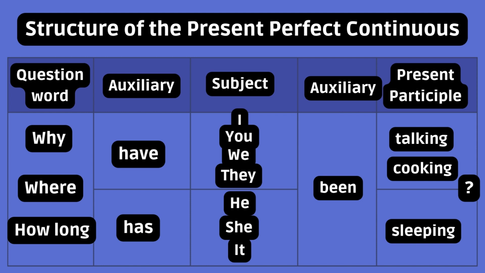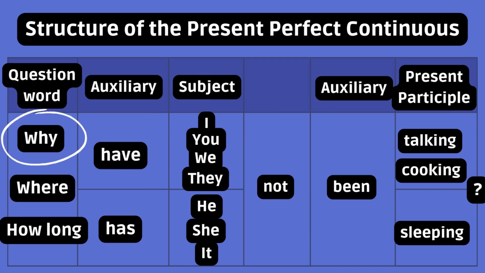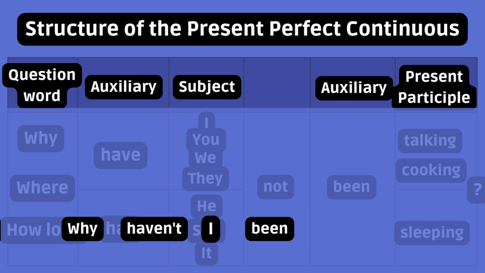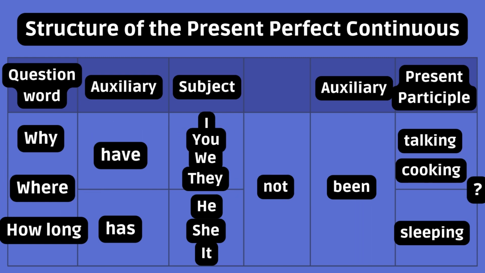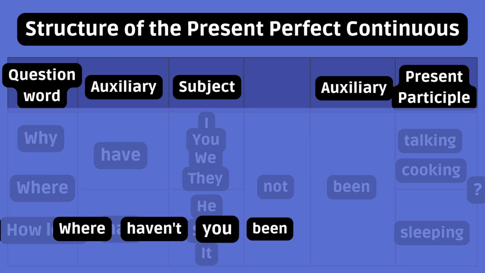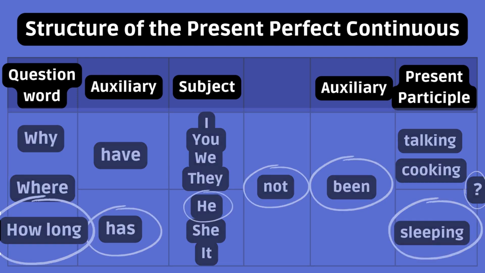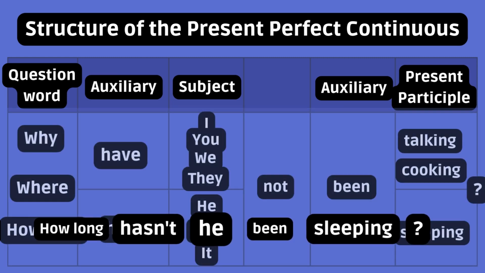Lastly, you can also form negative questions by adding not in its usual spot or form a contraction. Why have I not been talking? Or why haven't I been talking? Where have you not been cooking? Or where haven't you been cooking? How long has he not been sleeping? Or how long hasn't he been sleeping?